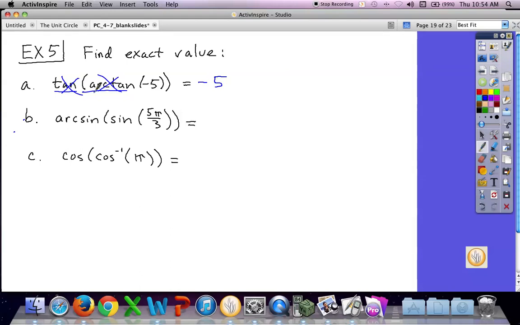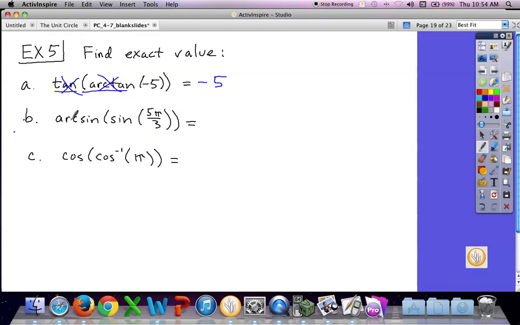Okay, now the next one, they've reversed it, right? We've got the composition of the inverse, and the inner function is the sine, actually. Is 5 pi over 3 in the domain of sine, such that we can take this composition and have them cancel? No, because what does it have to be? -pi over 2 to pi over 2. This value is not in the range from -pi over 2 to pi over 2, which means you can't do the sine inverse of the sine and have them cancel out.